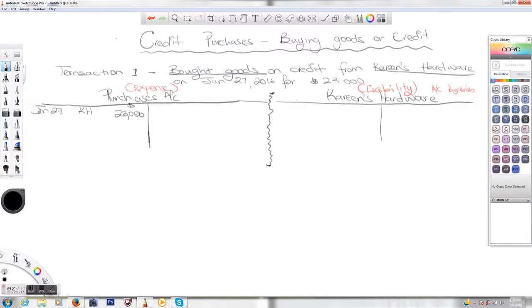Kareen's Hardware, we've established already, is a liability. The double entry rule for liability says to increase, we credit, and to decrease, we debit. Now, so tell me, is this transaction actually increasing the amount of money we're going to owe to Kareen or decreasing the amount of money that our business will owe to Kareen's Hardware? It increases our liability because we're taking goods on credit, it will increase the amount of money we owe to whomever. To increase the liability, we credit, so we credit Kareen's Hardware with this transaction.